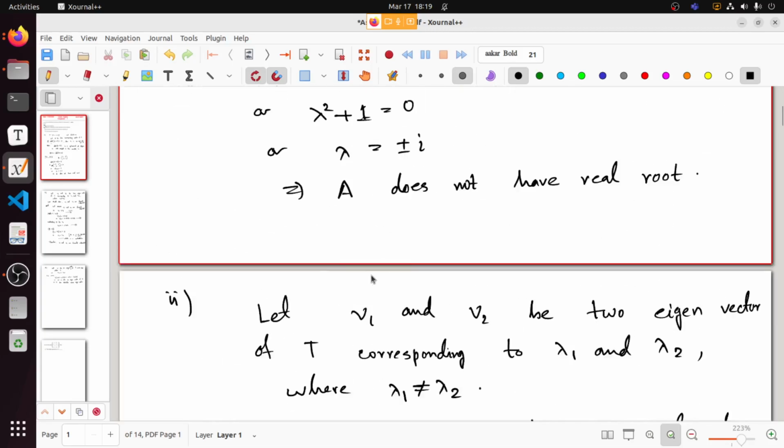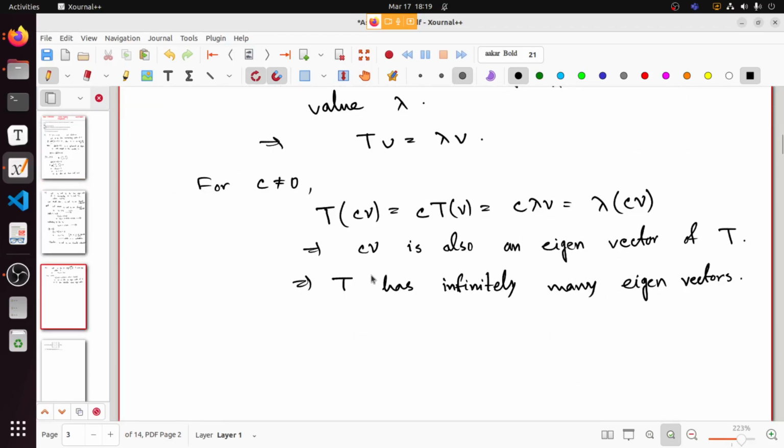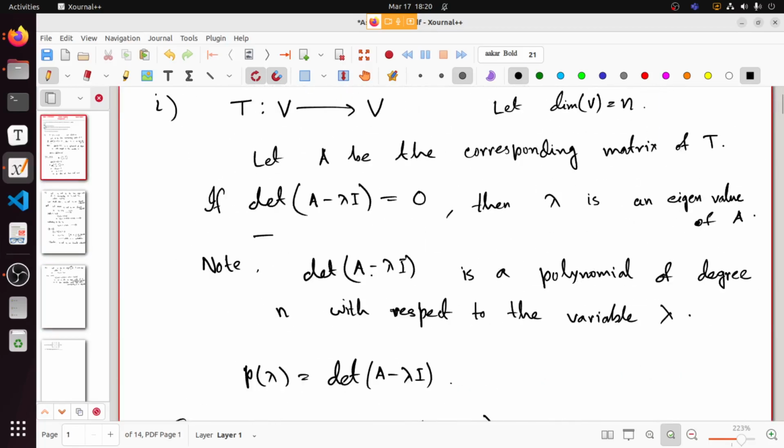So this has again cv, and again eigenvalue lambda, also an eigenvector of T corresponding to eigenvalue lambda. Right? So option number 3 is again correct.